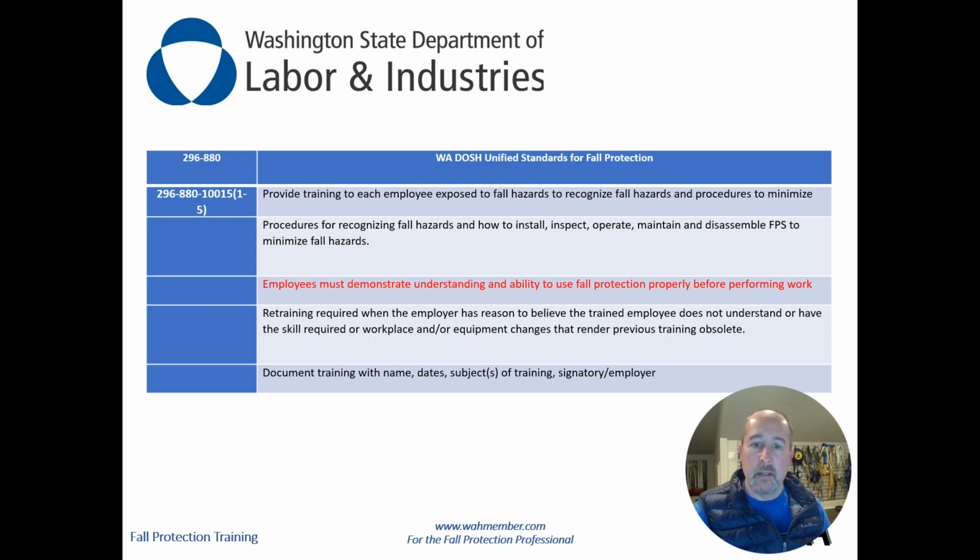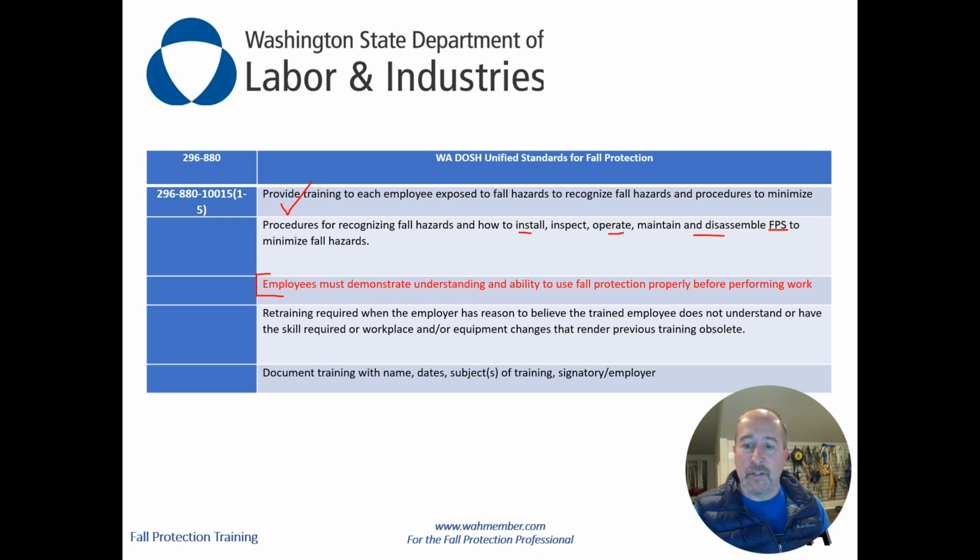Let me get my pen here. Provide training to each employee exposed to fall hazards, recognize fall hazards and procedures to minimize those hazards. So that's pretty straightforward. Procedures for how to install, inspect, operate, and maintain any fall protection system. So that's our equipment list again. And this one here is the one that's unique to Washington. During training, as a result of training, employees must demonstrate understanding and ability to use fall protection properly before performing work. So it kind of reinforces what I've been saying in this presentation, is including that experiential exercise.